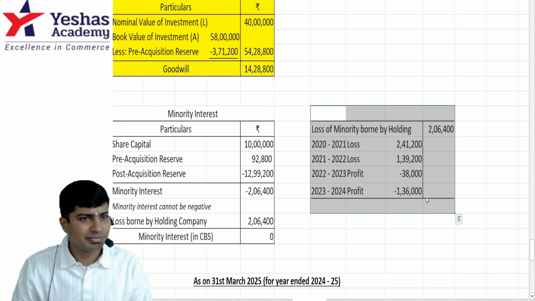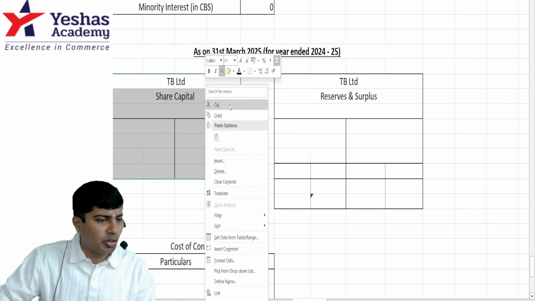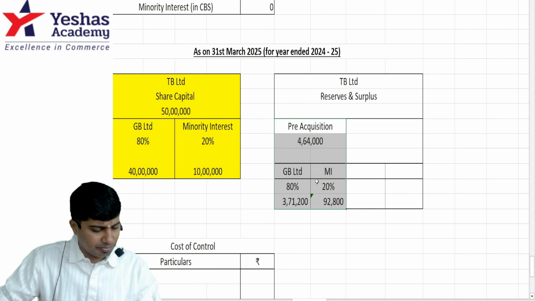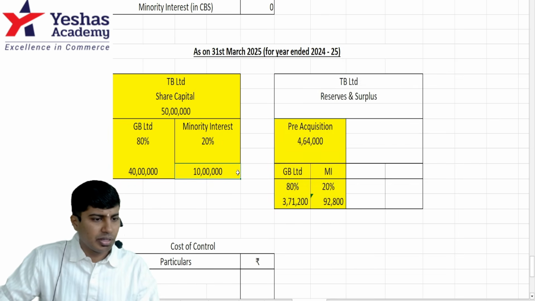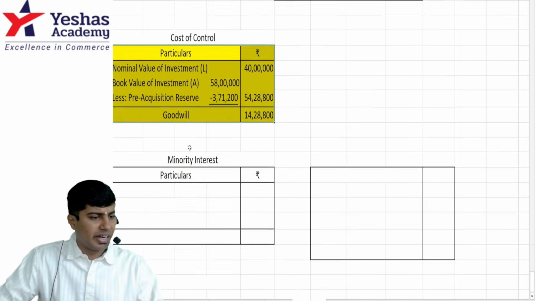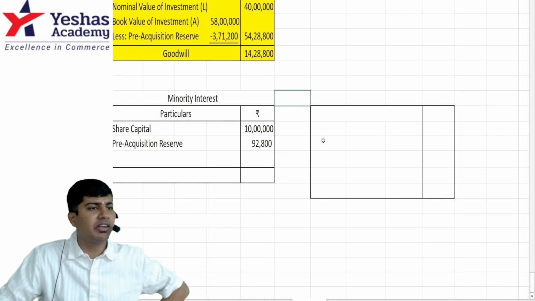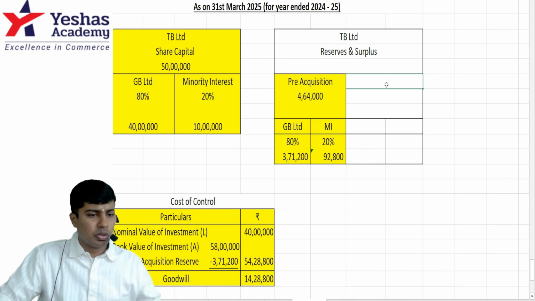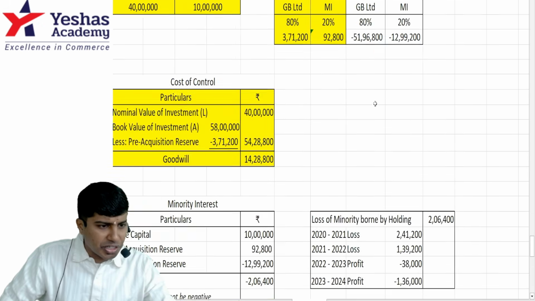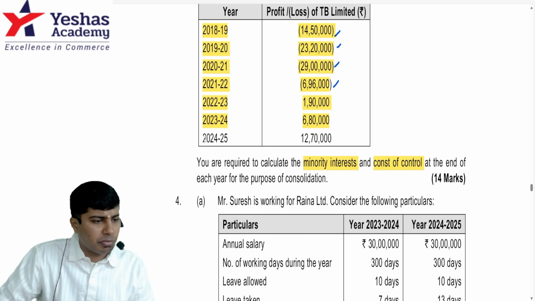13 marks done. Shall we go to the last 1 mark? Yes. Share capital same for 24-25. And year reserves same. And year cost of control and minority interest. First 2 lines, share capital and pre-acquisition reserve will be same. What will change? Post-acquisition reserve. How much is post-acquisition reserve? Post-acquisition reserve previously was 64 lakh 96 loss. Now 12 lakh 70 profit.